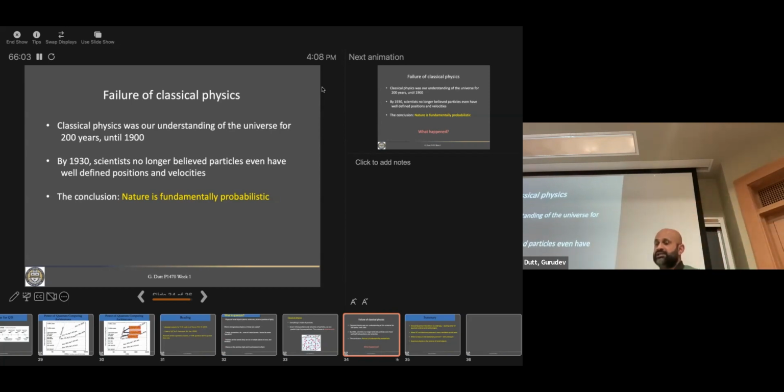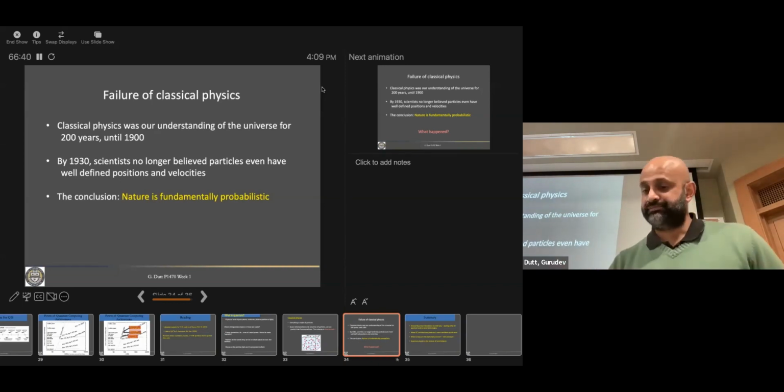And the conclusion of all this is that nature is fundamentally probabilistic. This is a big change. Einstein never agreed with this. He never believed that this was true. But as far as we can tell, with all of our experiments, we have tested predictions of quantum physics to parts in a trillion. It's one of the most precisely tested theories of nature that we have, and we haven't found any deviations from it. So as far as we can tell, nature is indeed fundamentally probabilistic. So we have to shift our way of thinking about the universe.